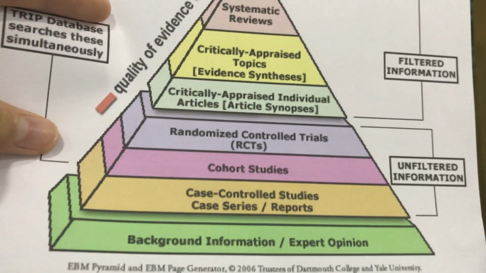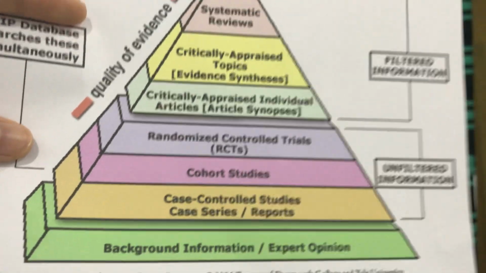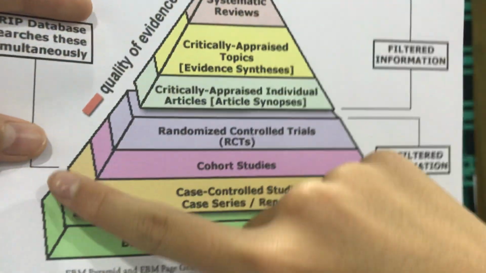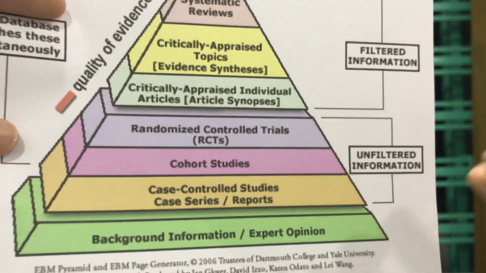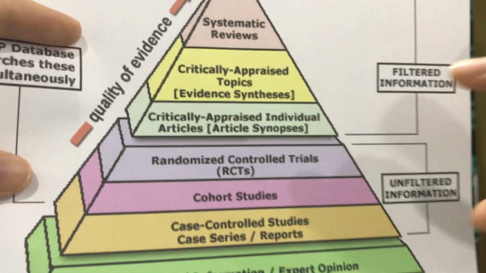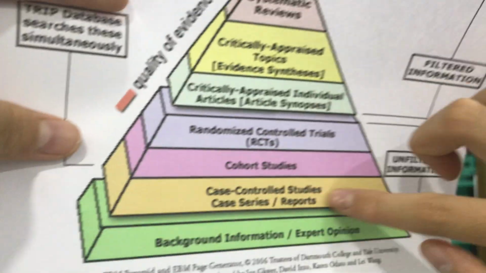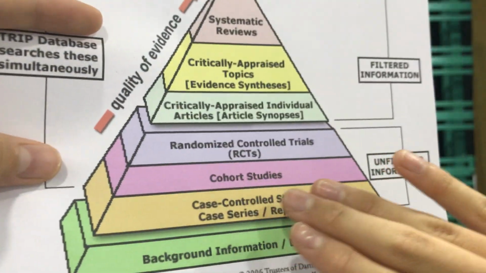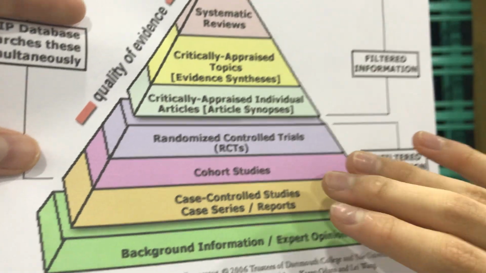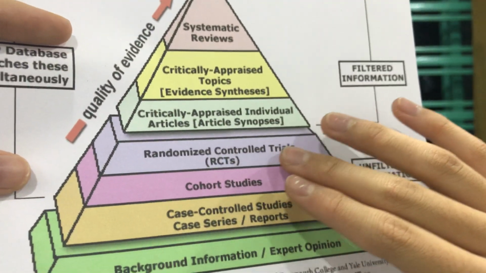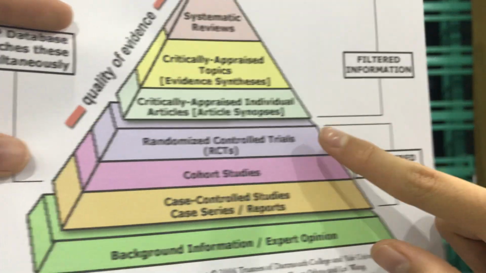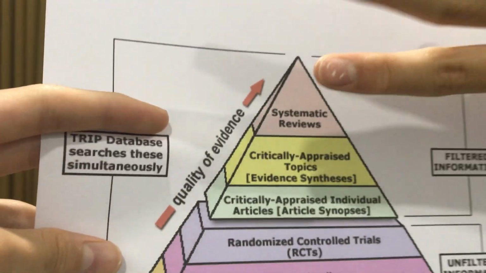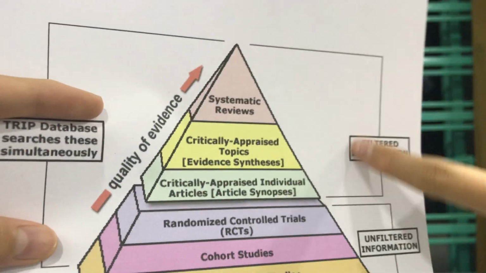The clinicians and the doctors will base their decisions on this. So the background information and expert opinion will be unfiltered information. So this is the bottom line. So that is not the best quality. Next is case control studies and case series or reports, cohort studies and randomized controlled trials. I've talked about this, and these are unfiltered information. Whereas the top three are the filtered information.